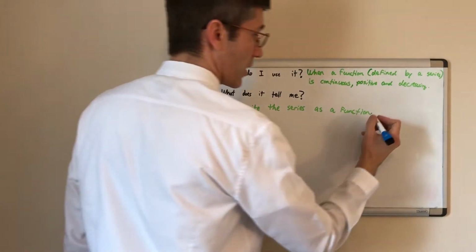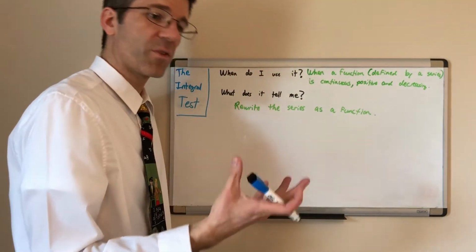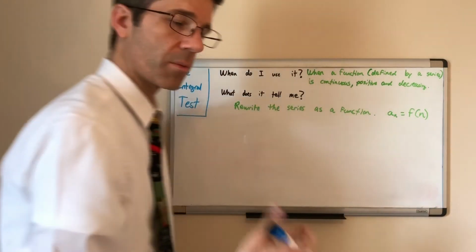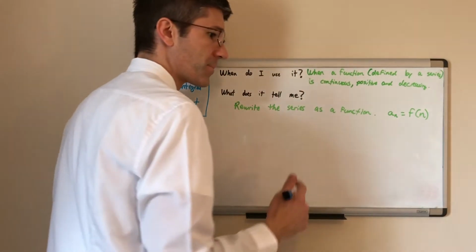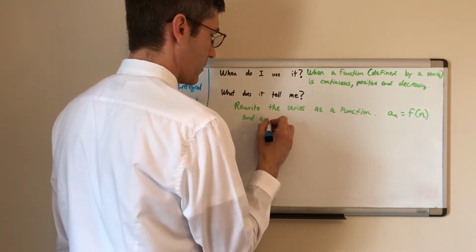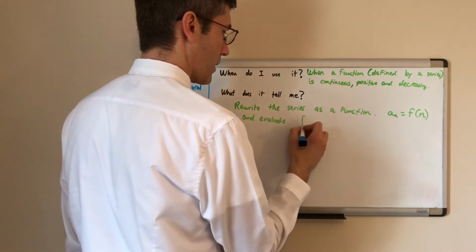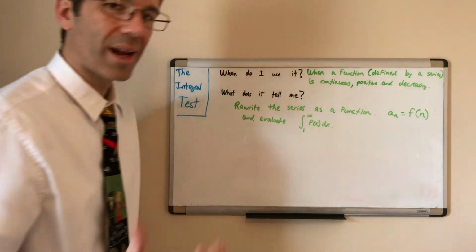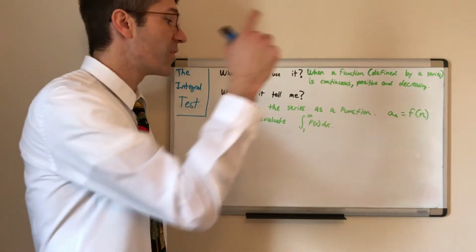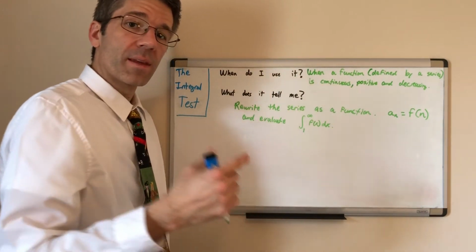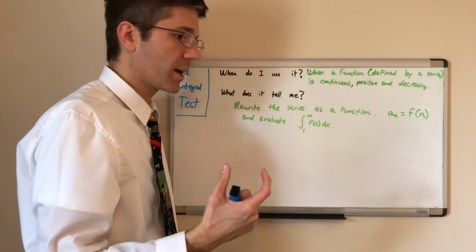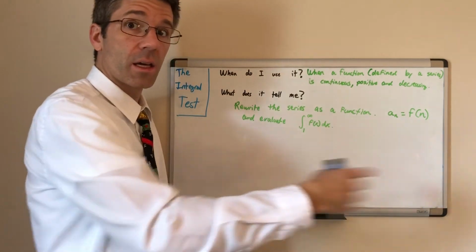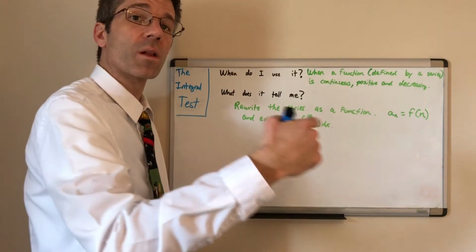So what we're really going to do there is say, I have some series and it's defined recursively as a sub n, and that's going to be called f of n. So basically we're just going to say, I have a function now, and evaluate the integral from 1 to infinity of f of x dx. Okay, when I do that, what does it tell me? If this improper integral converges, if I can get a numerical answer, then the series will converge as well. If I get something crazy like infinity, then the series will also diverge.